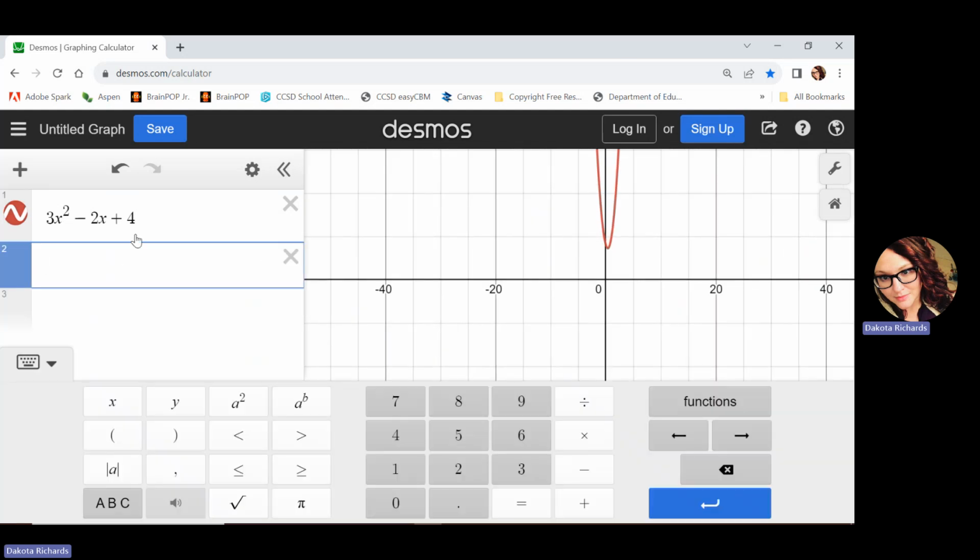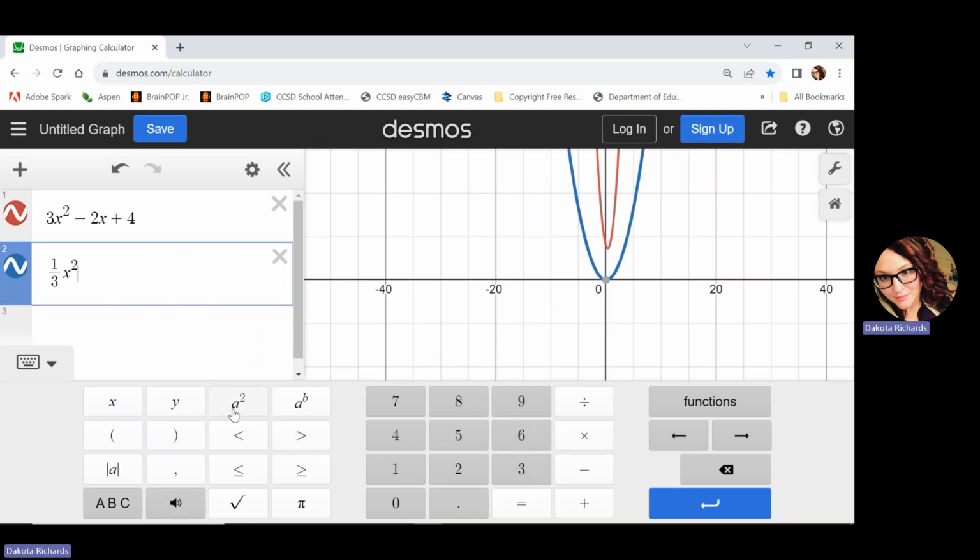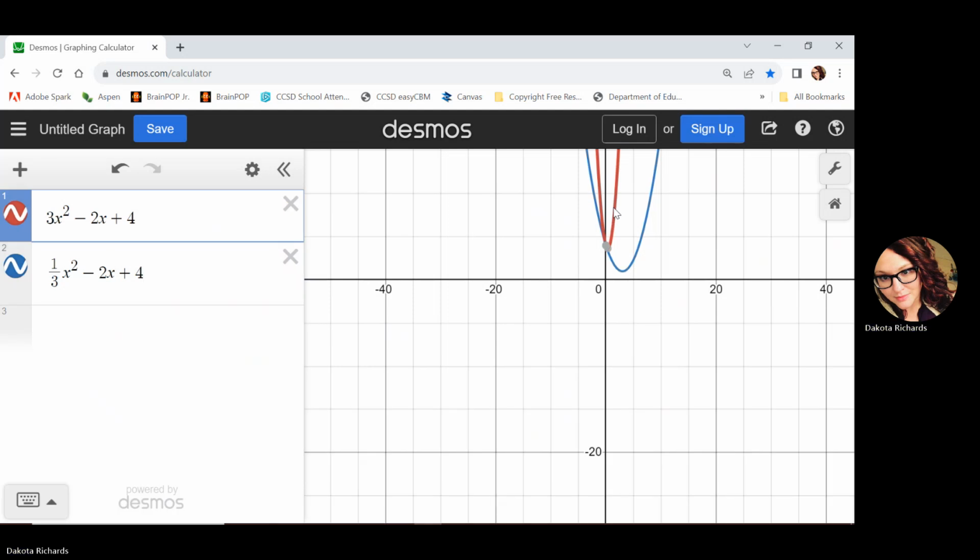Okay, so if I zoom out, so that's the first one. What if I change it to 1 divided by 3? So 1 divided by 3 x squared minus 2x plus 4. Okay. So it looks like we are going from the red graph to the blue graph.